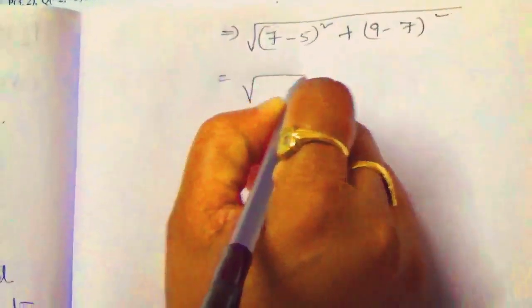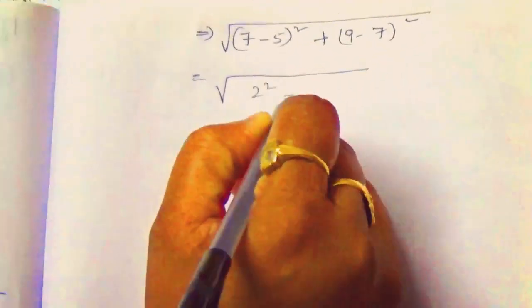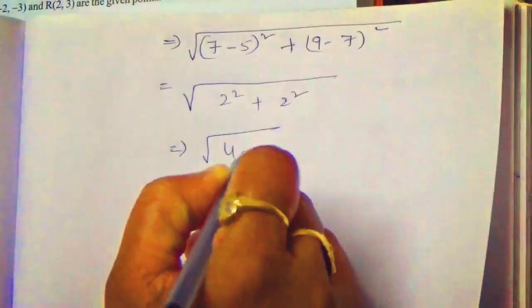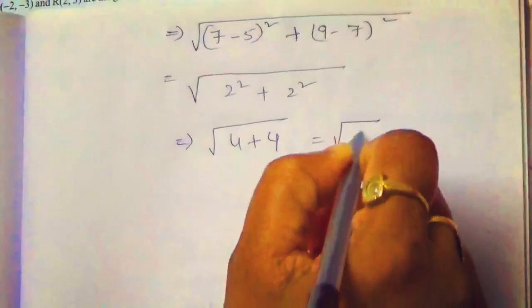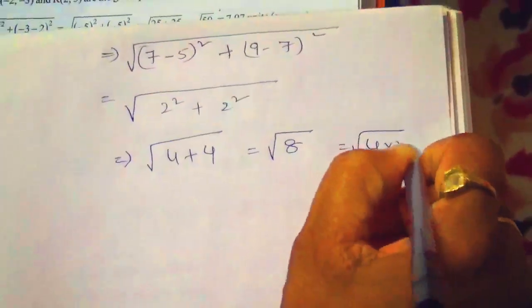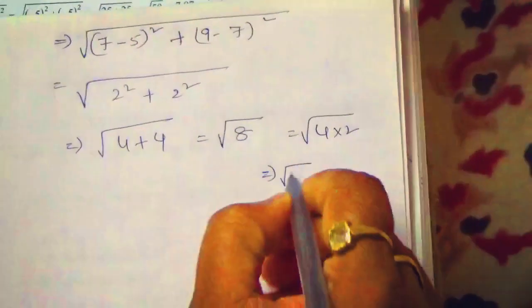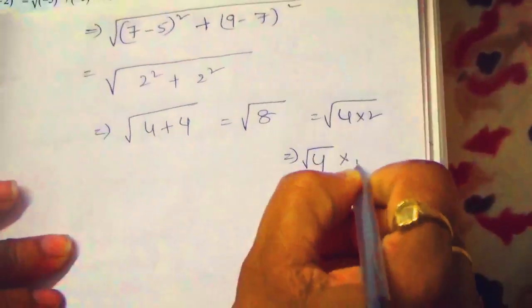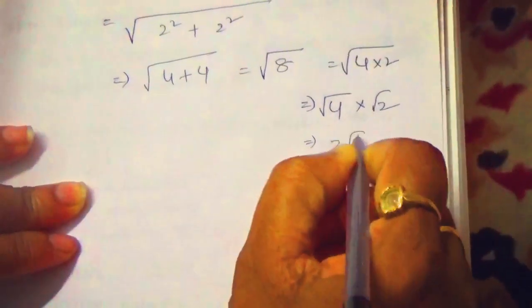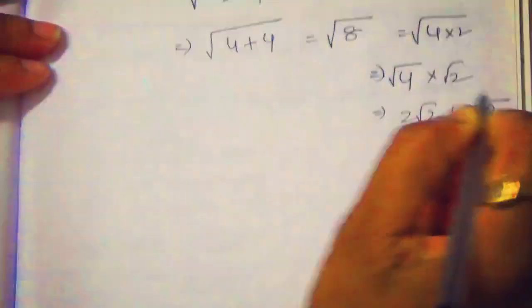That is equal to square root of 2 square plus 2 square. That is equal to square root of 4 plus 4. That is equal to square root of 8. We can write this 8 as 4 into 2. I want to separate these two. Square root of 4 into square root of 2. That is equal to 2 square root of 2 units.